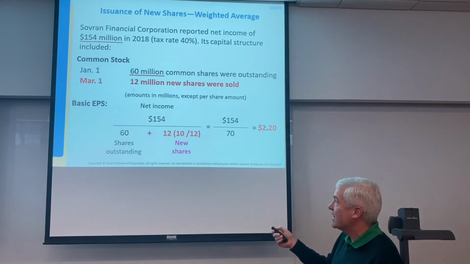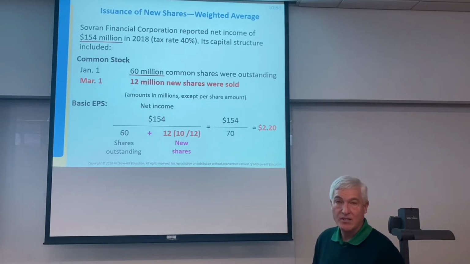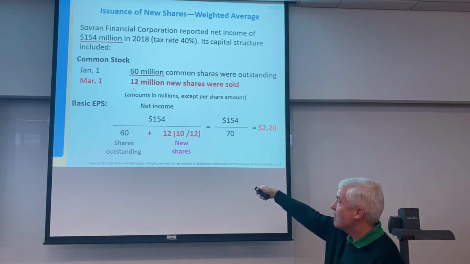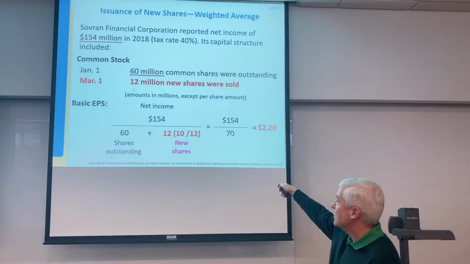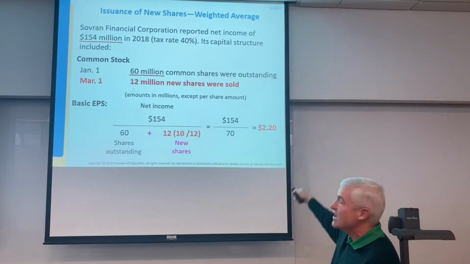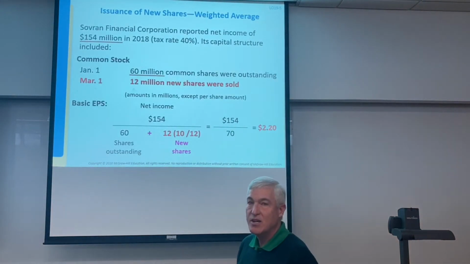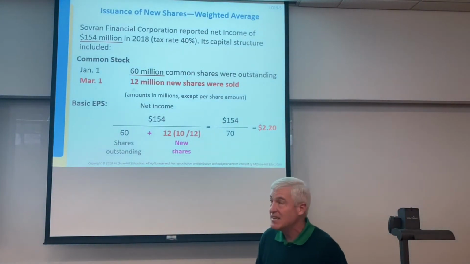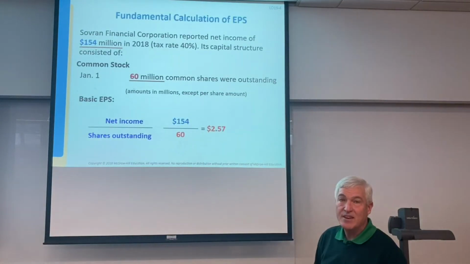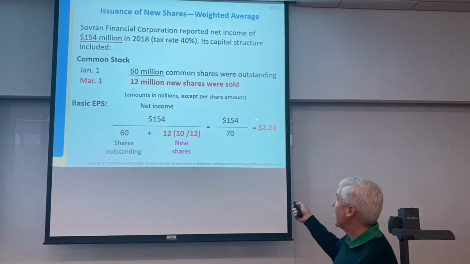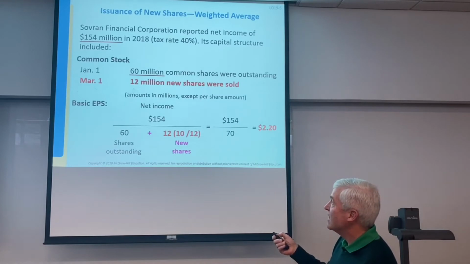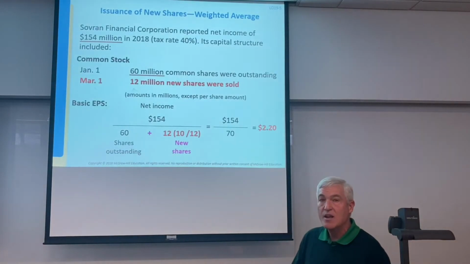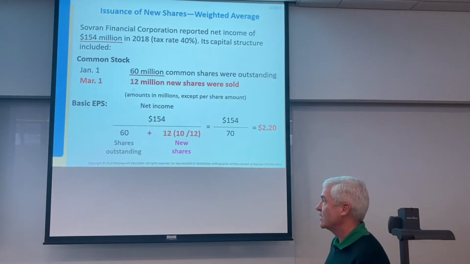So net income still doesn't change here, and we have 60 million shares outstanding, but now we're going to take this 12 million and do a weighted average number, 10 divided by 12. So we get to 70, and 154 divided by 70 is $2.20 per share. See, we had more shares outstanding for 10 months, so we dropped from $2.57 before we issued the shares down to $2.20. This really matters, and that's a big reduction. But again, we do not account for the 12 million for the whole year because they were only issued on March 1st: 10 months outstanding out of 12.